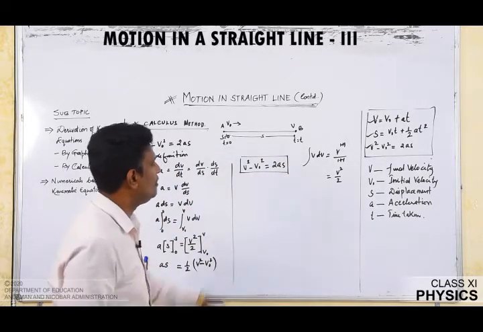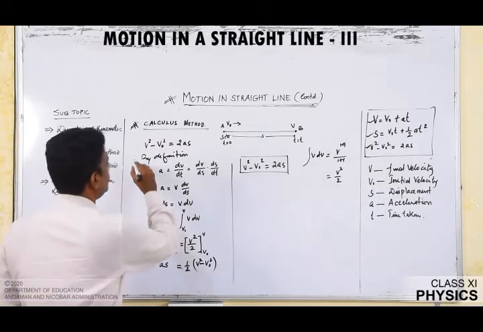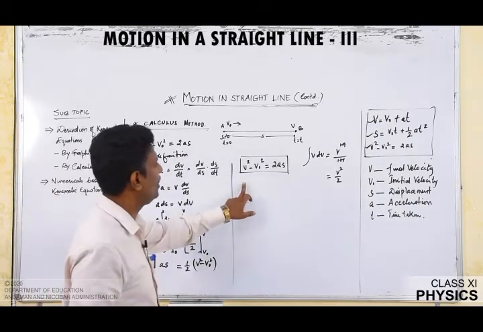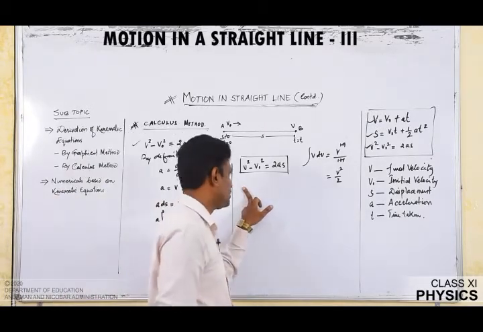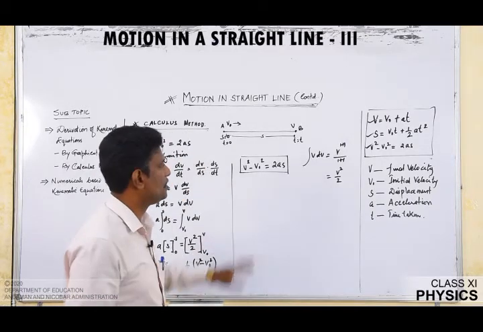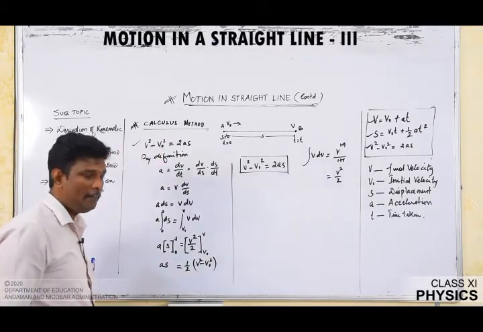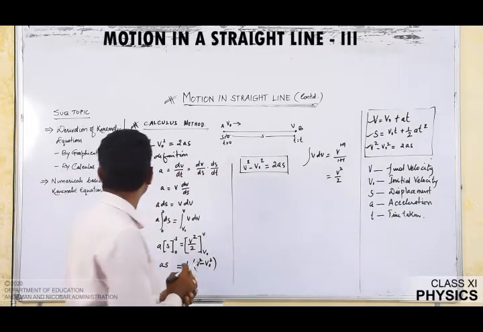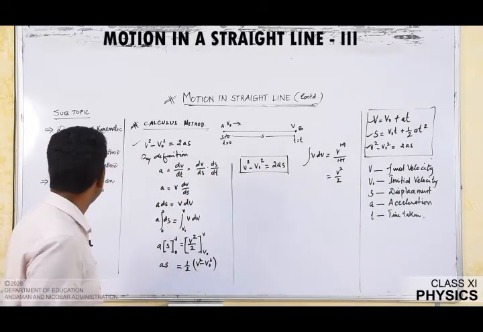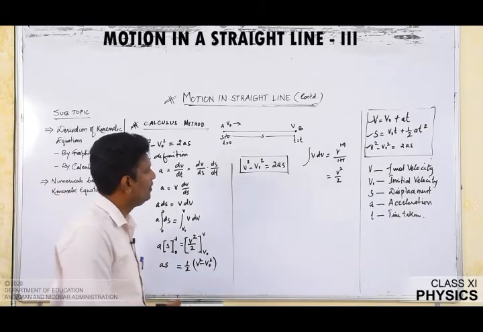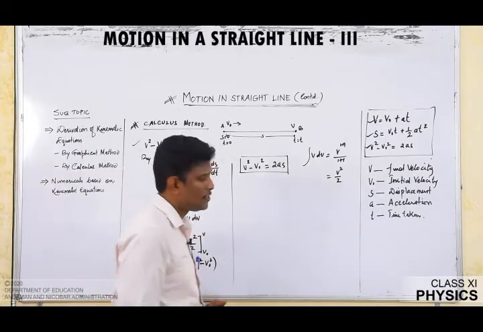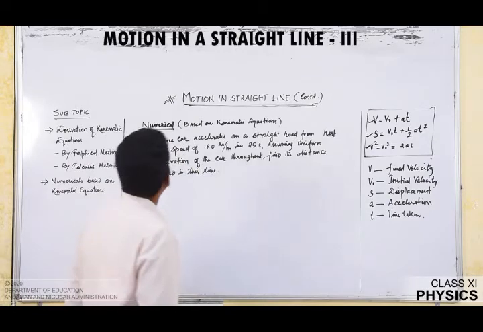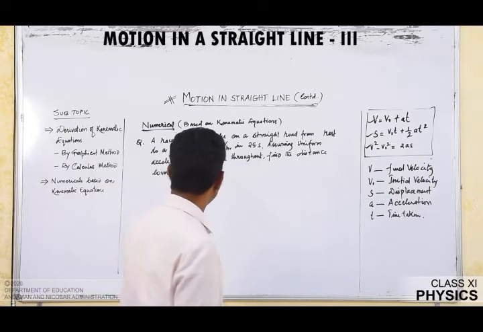This is the equation we need to derive, that is v squared minus v naught squared is equal to 2as. This is the third equation. So, we have derived the three equations, or kinematic equations, by graphical method and calculus method. Now, we shall see some numericals. Let us do a numerical based on kinematic equations.